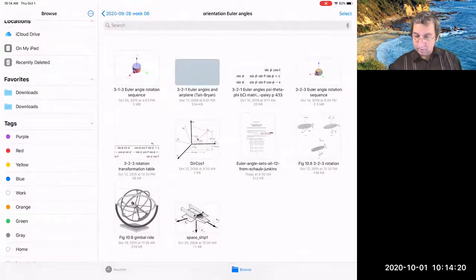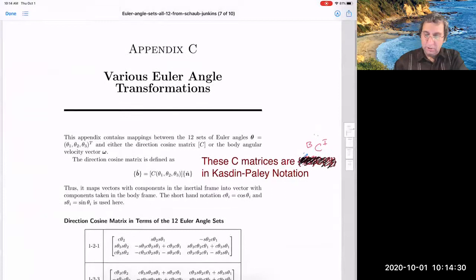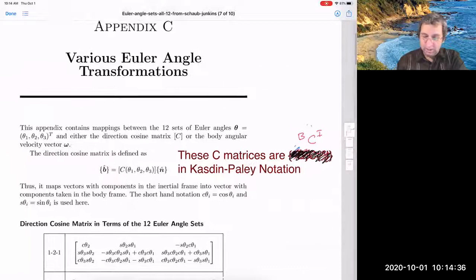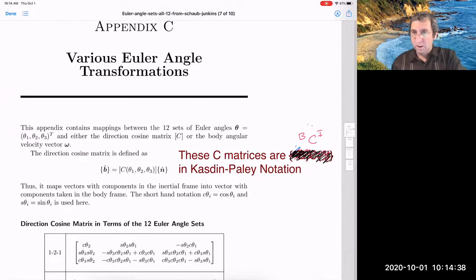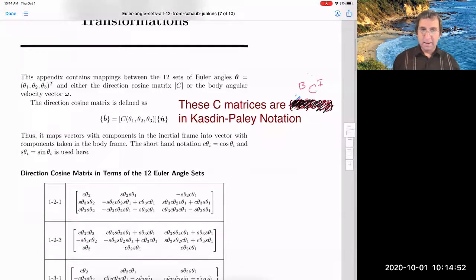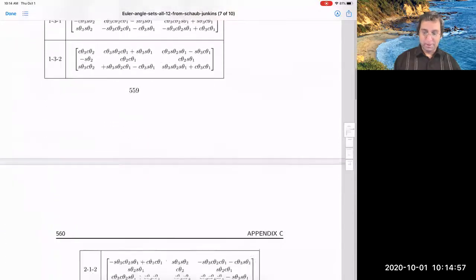There's a whole table of all of the Euler angles. This is Appendix C from a different book, Schaub and Junkins, but it gives the various Euler angle transformations. Again, it says here there are 12. They just write the matrix as C, but this is the same as what we've been writing, BCI. They also call it the direction cosine matrix. And just to write it more compactly, they write S for sine and C for cosine. And so this shows the matrices for all the conventions: 1-2-1, 1-2-3, 1-3-1.